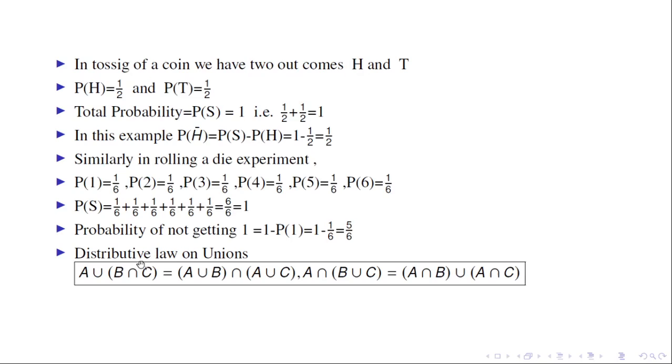We also recollect the distributive law on unions, that is A union (B intersection C) can be written as (A union B) intersection (A union C). Similarly, A intersection (B union C) can be written as (A intersection B) union (A intersection C), the union of these two events, A intersection B and A intersection C. This is the distributive law on unions.